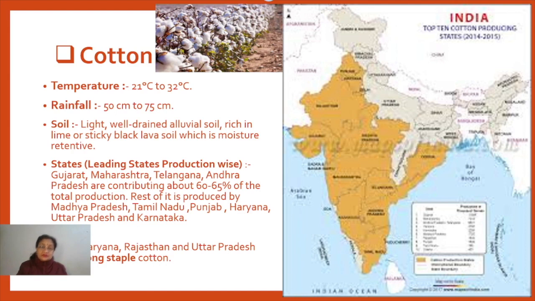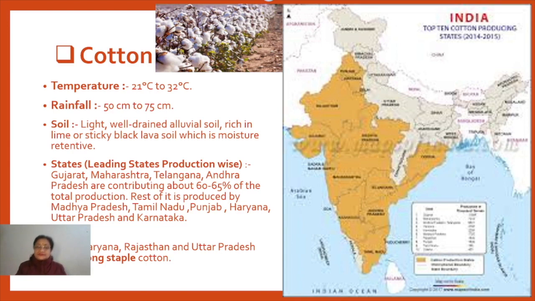The leading states being Gujarat, Maharashtra, Telangana and Andhra Pradesh. These are the main 4 states which are contributing almost 60 to 65% of the total production. Just from these 4 states it's going, right? The rest of the states are also producing, but these 4 states are the most important because almost 60 to 65% of the total cotton production is coming from these 4 states.